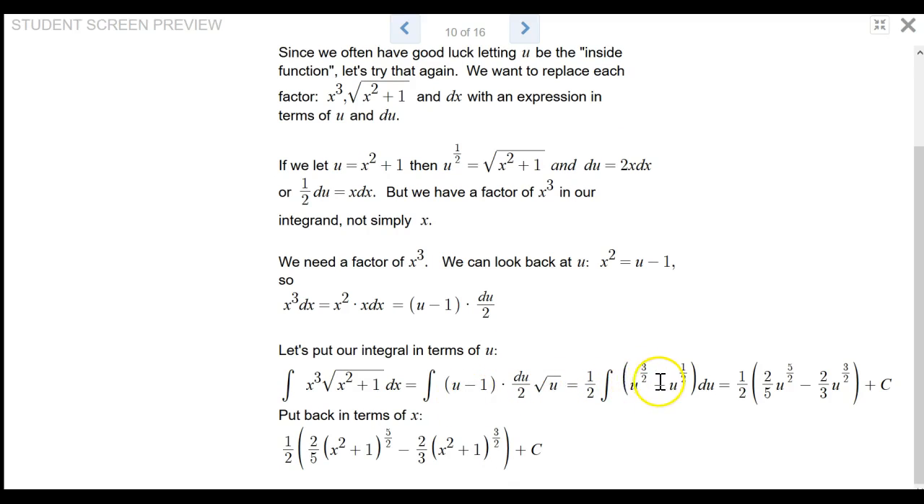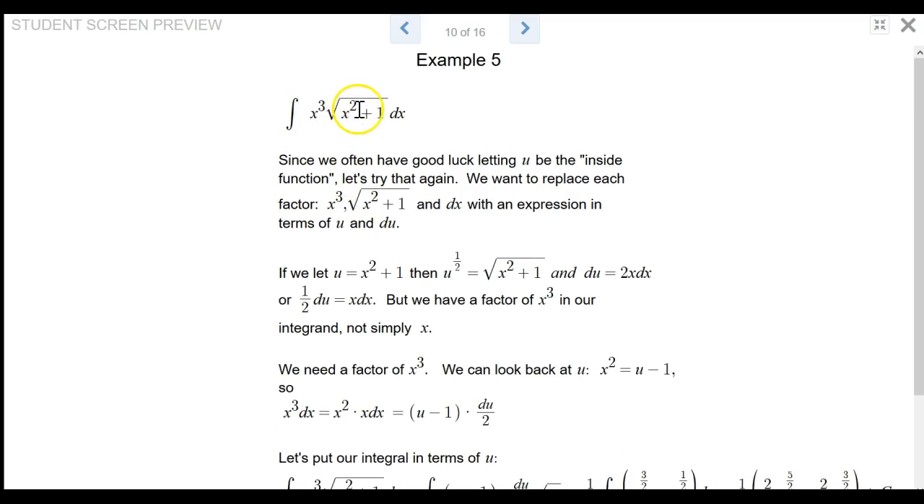So I can turn that into the integral of sums of powers and use the power rule on each of those. And then putting it back in terms of x, this is my solution. So there's another example where it's not just a constant multiple. The differential in terms of u is not just a constant multiple of the differential in terms of x. But then you look back at your original substitution and see what you can do so that all factors in your integrand are replaced in terms of u.